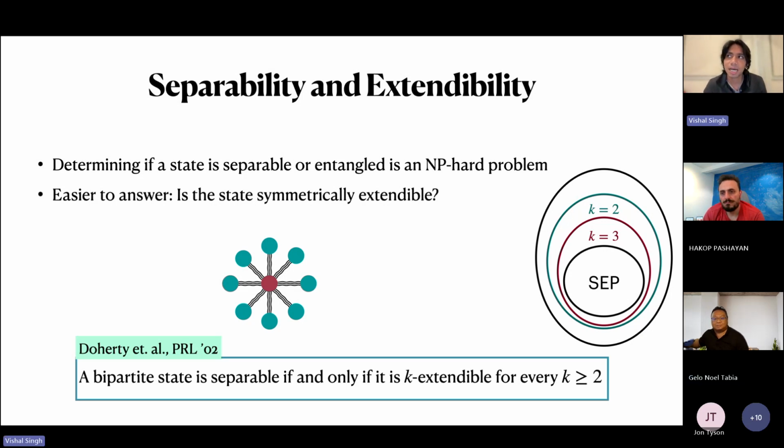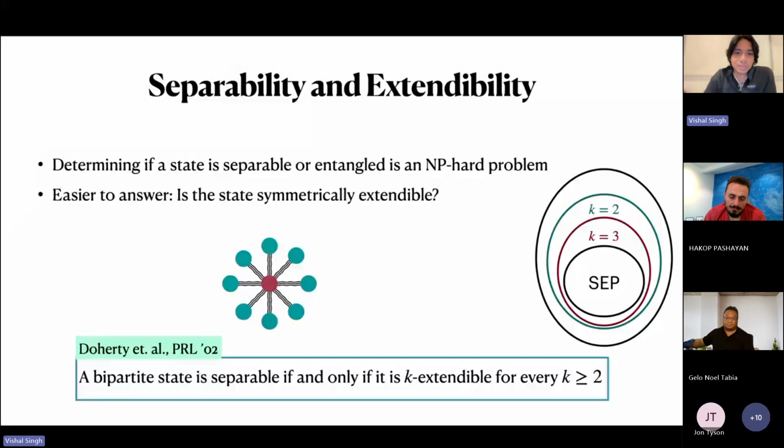But for most of the talk, I will only consider extending Bob's system. And indeed, if you extend Alice's system as well, perhaps you can show that it converges faster to the set of separable states. But we know that if we just consider extending Bob's system, then you also converge to the set of separable states at the order of 1 over k. So that's the rate at which you converge to the set of separable states.